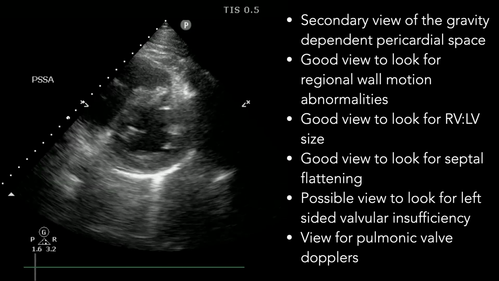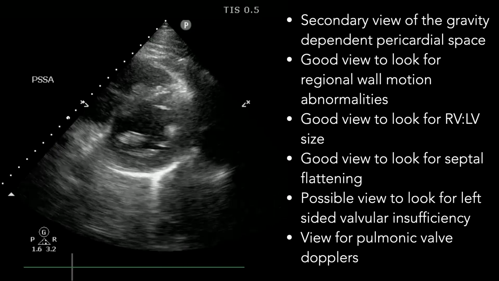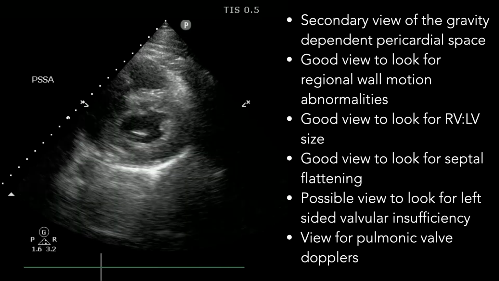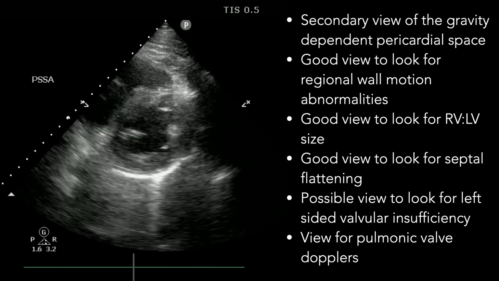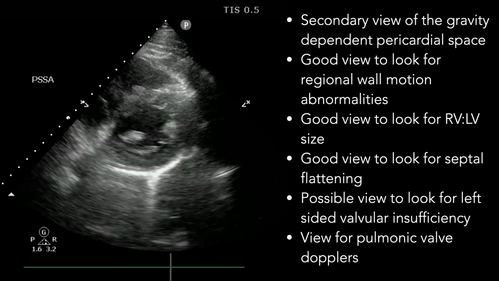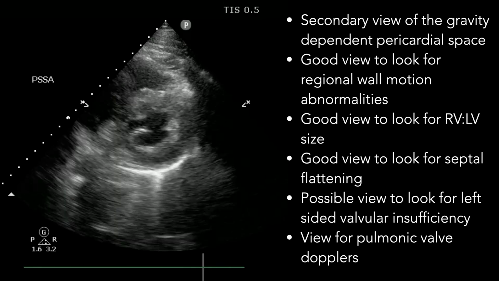You can also use it, not the most ideal window, but you can use it to look for some valvular insufficiency if you're up in the mitral valve region, or in the aortic valve region in particular, with some Dopplers. So there's a lot of potential uses for this particular window.